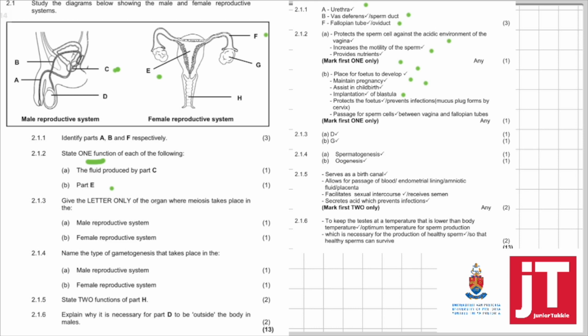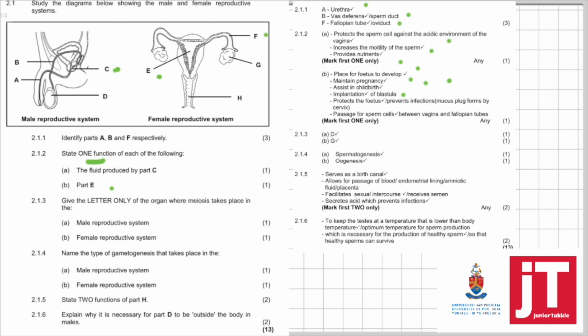Protects the fetus, prevents infections, and passage of sperm cells, or allows sperms. That just means allows sperm cells to travel between the vagina and the fallopian tube. Make sure you use the word fetus, baby, embryo in the right places. Okay, they only wanted the first one. Make sure your first answer is always the right answer, or your most correct answer that you know the best.